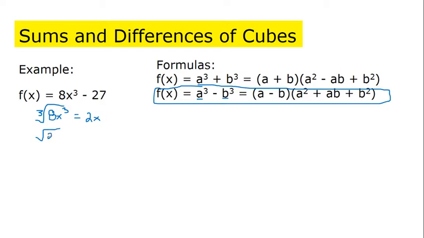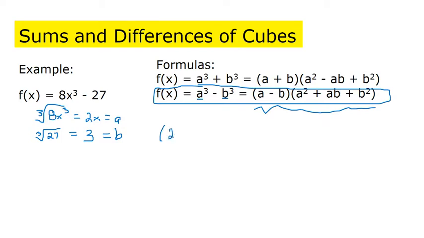Then we need to take the cubed root of 27. That should also be a cube root that you know. The cubed root of 27 is 3. So we now have our a, and we have our b. A is 2x, and b is 3. So now we're just going to plug that into the equation here and get our answer.